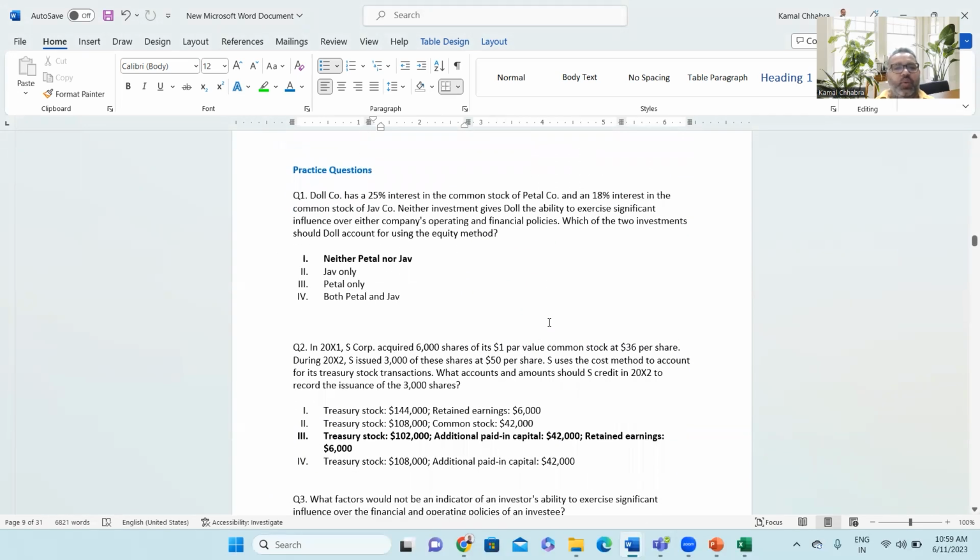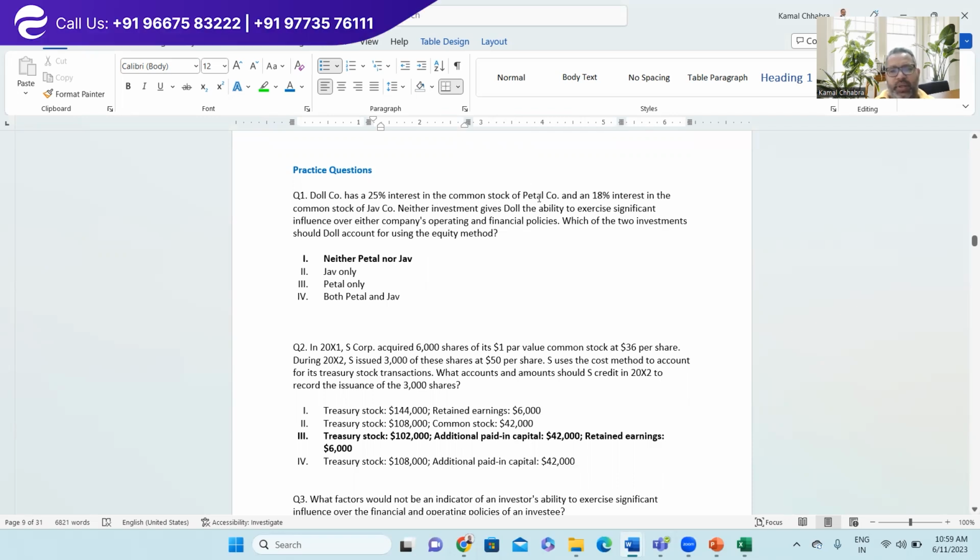Doll company has 25% interest in the common stock of Patel, and an 18% interest in the common stock of Joe. Neither investment gave Doll the ability to exercise significant influence over the company's operating and financial policy. Which of the two investments should Doll account for using the equity method?